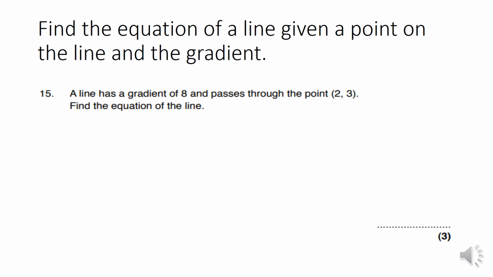With this one we're given the gradient, the gradient's 8, and we're told a point it goes through. From that we need to find the whole equation of the line. So we're going to start off by writing y equals mx plus c. At the end we should have a value for m and a value for c, and then we'll have a line equation. Straight off the bat we know that the number in front of the x is always the gradient, so we can just write that one straight in.